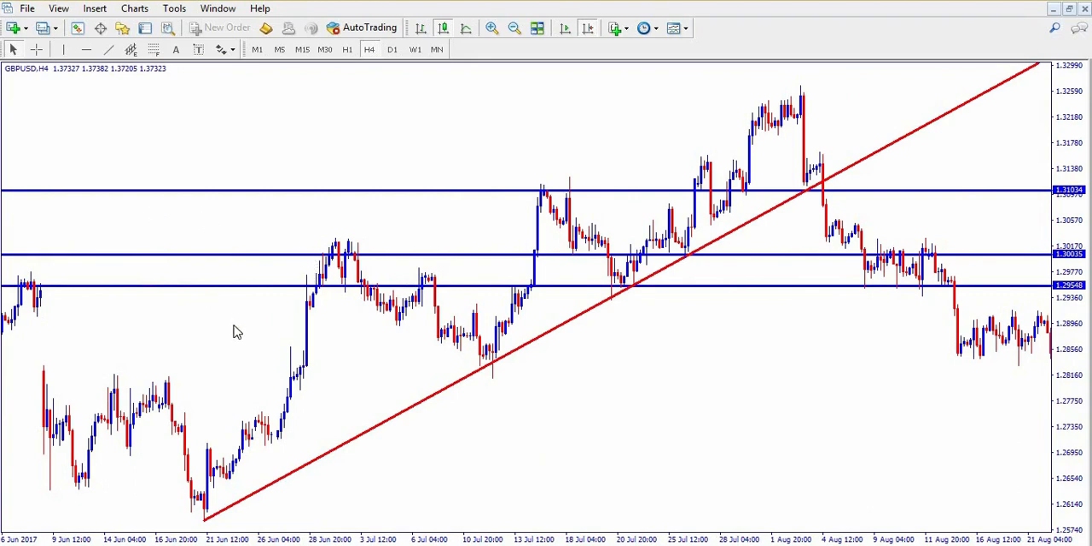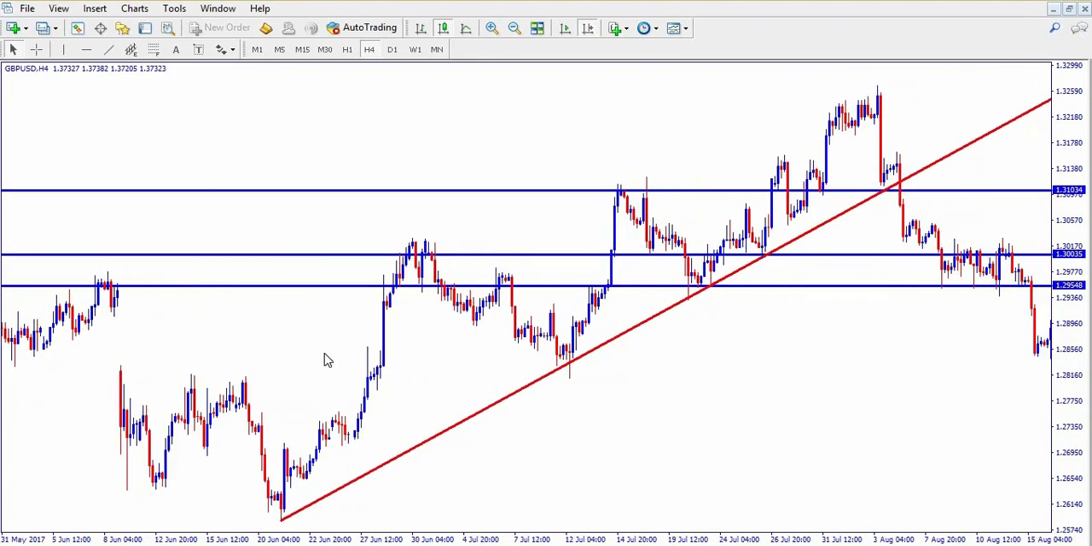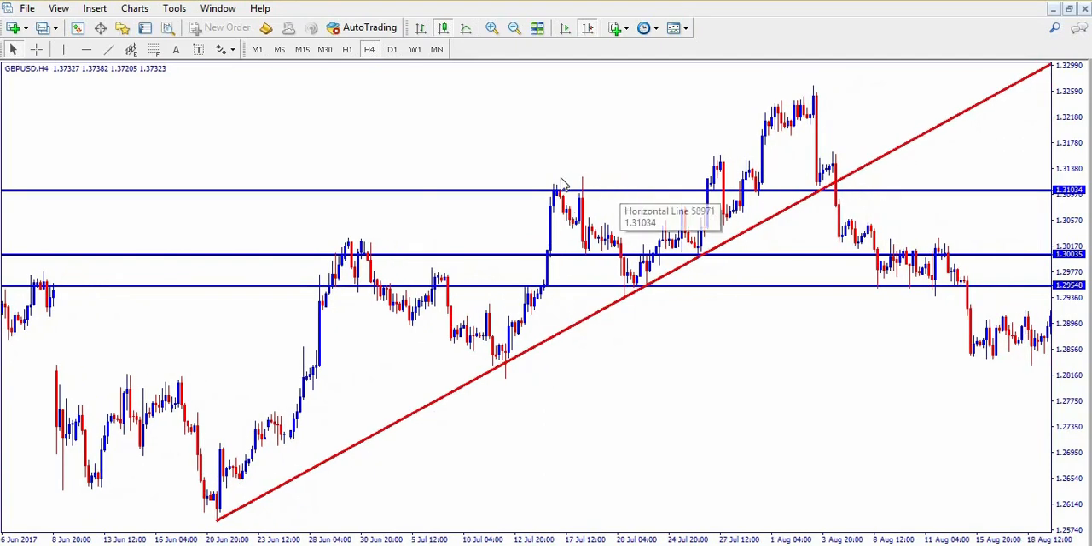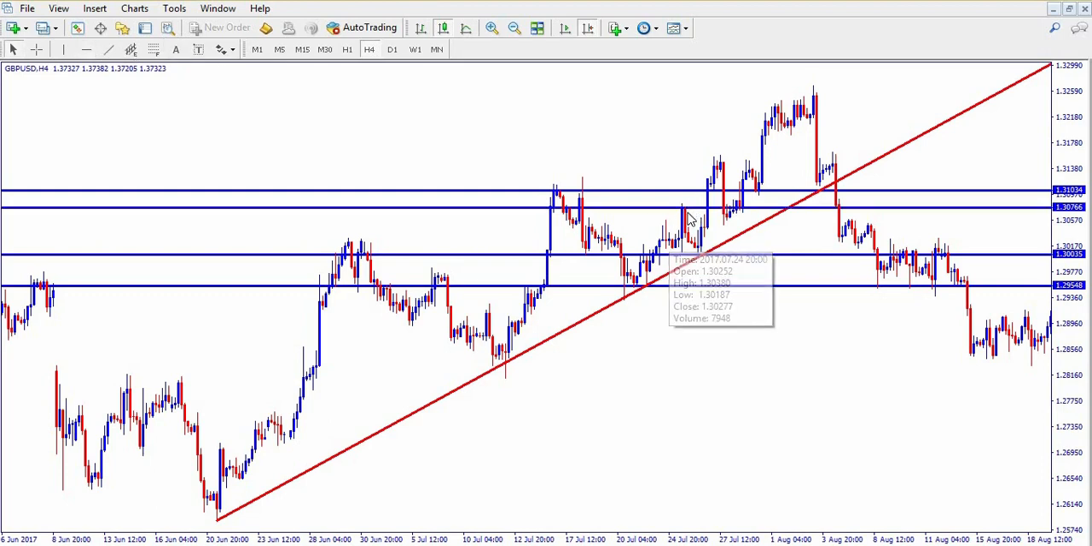You can see the structures we have here. Let's say you did not pay attention to this resistance here. Sorry, this support. Price was above it. You might be expecting this price to drop down to this point. What happened? It bounced just at this point. Why? Because of the support. So pay attention to the horizontal support and resistance. They are very, very important.